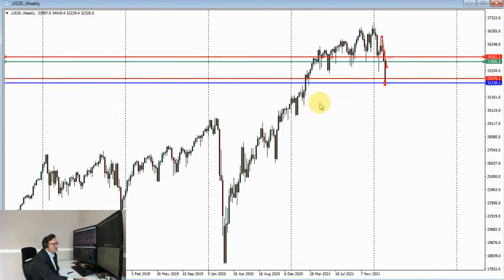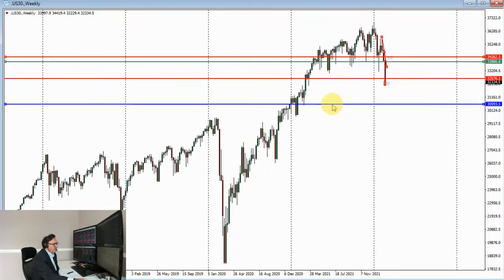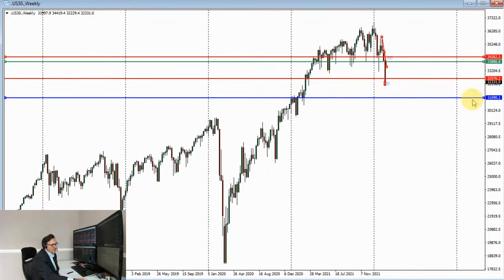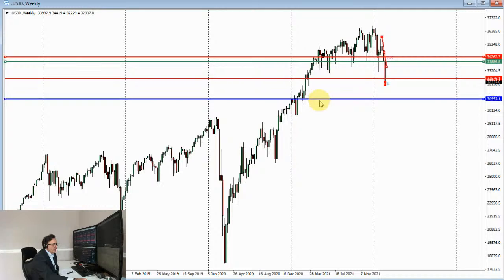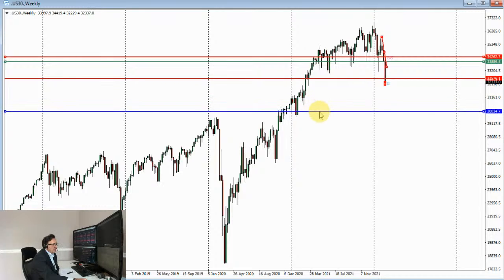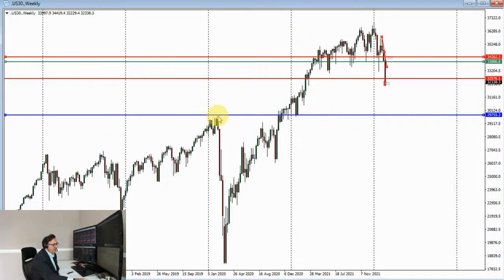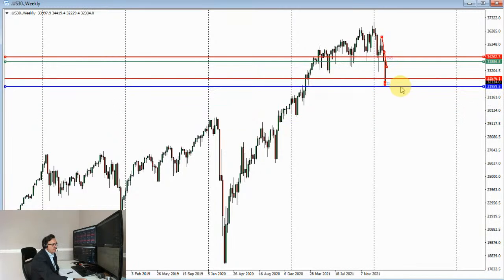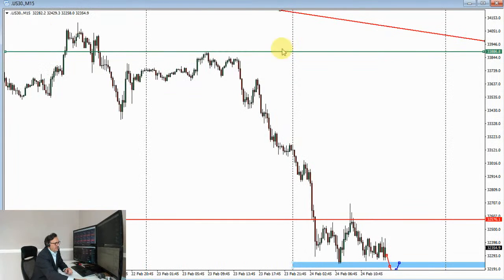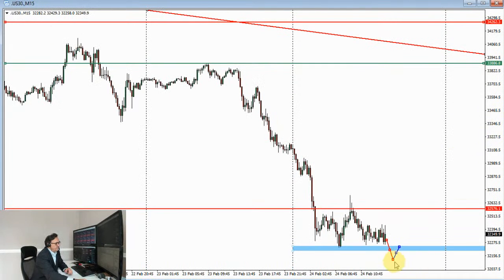How far can it go? Well, the next level of interest could be down here at 31,100, possibly even 31,000 to the downside. Then below that, we have this area down here at 29,750. So that'll be a really big corrective pullback lower. It might not happen in the next hour or so, but this is the weekly time frame. So that's where I am with the Dow.